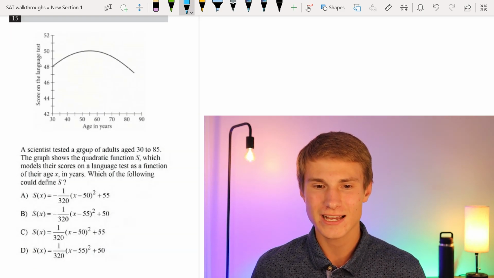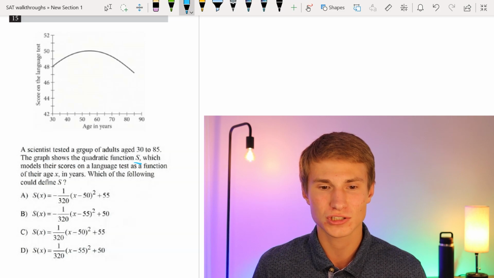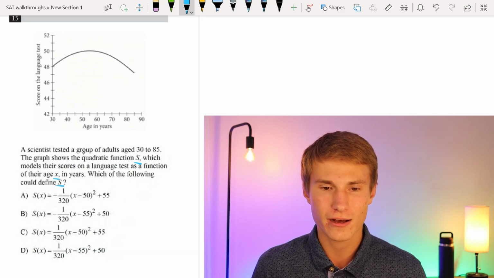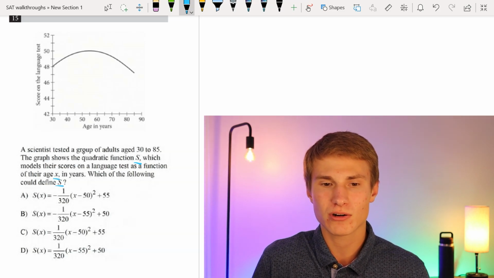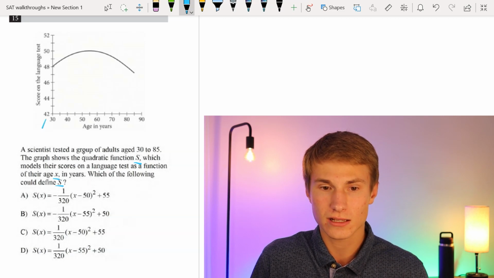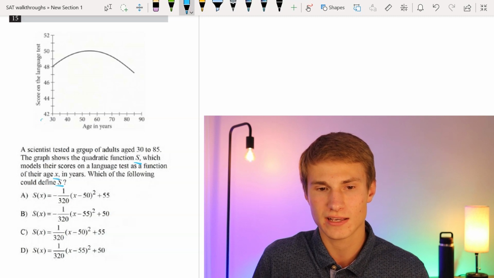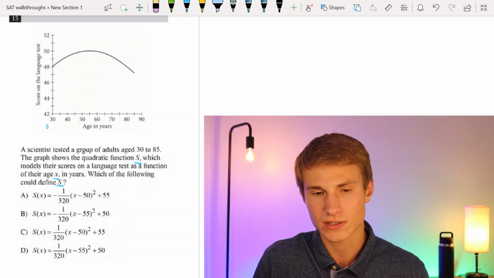We've got a scientist tested a group of adults aged 30 to 85. The graph shows quadratic function S, which models their scores on a language test as a function of their age, x, in years. Which of the following could define S? Key thing I want to recognize here. Number one, take a look at your axes. Anytime you've got a graph, pay close attention to that. You see that you're not starting at 0 in either spot. Okay, that's just one thing I want to point out.